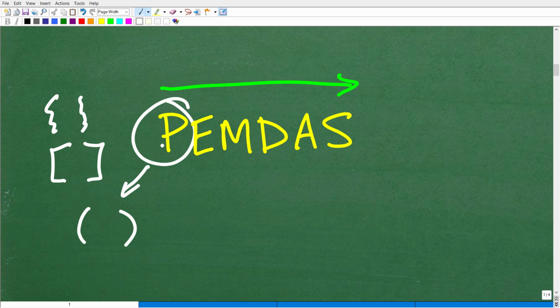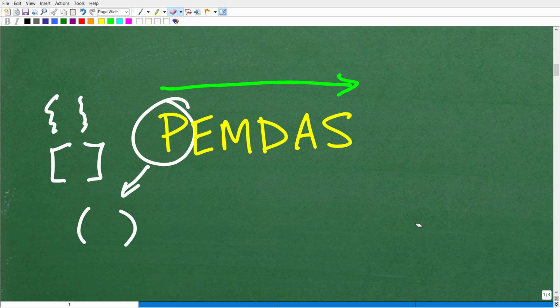Okay, so that's what the P stands for. Now, just a quick other comment on the parentheses. If you have a problem with multiple parentheses, let's say brackets like this, and you had some parentheses on the inside, you would do the innermost parentheses first, finish up the math inside of those parentheses, and then keep expanding outwards.